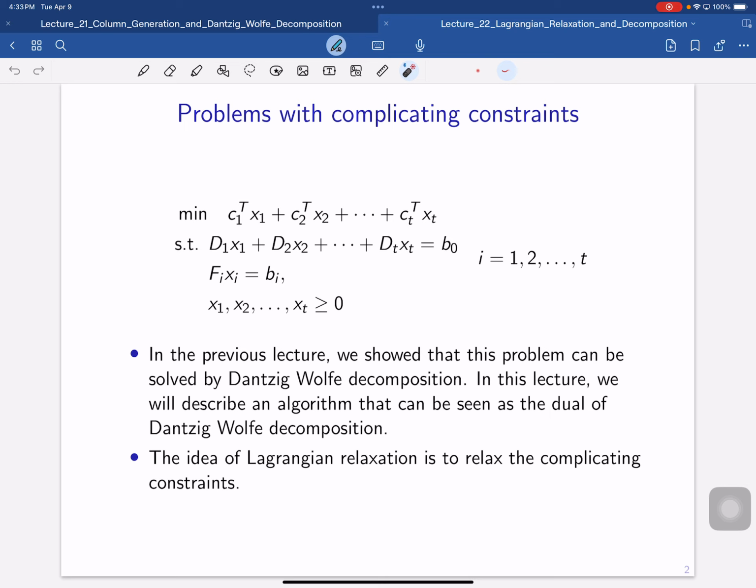Lagrangian relaxation targets problems with similar structure. You have complicating constraints here. The other way to decompose the problem is to say that if we relax this particular constraint, then the rest of the problem can be decomposed. Let's assume you don't have this constraint, then the problem decomposes by xi. You can write it as minimize ci transpose xi subject to Fi xi equals bi and xi greater than or equal to 0.